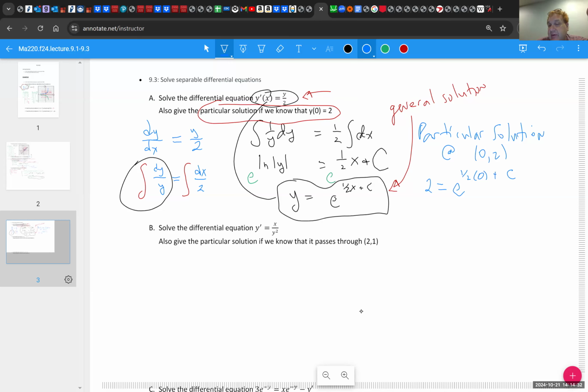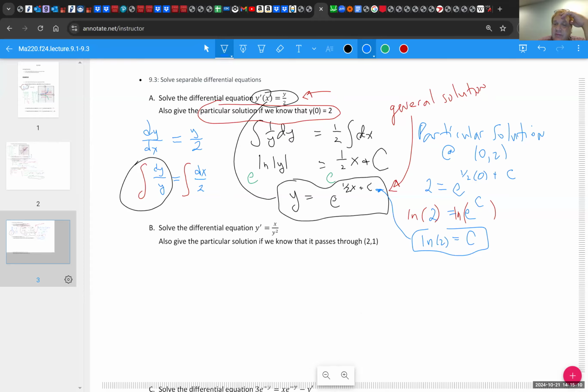Well, e to the 1/2 times 0, 1/2 times 0 is just 0. 0 plus C is C. So we get 2 is equal to e to the C. e is well known, it's 2.718, etc. 2 is well known, it's 2. C is the only thing we don't know here, so let's solve for C. We're going to take the natural log of both sides to eliminate the exponential. ln of e to the C is just C. So we know C is equal to ln 2. So that's the value of C that goes into our general solution. So that goes in right there.